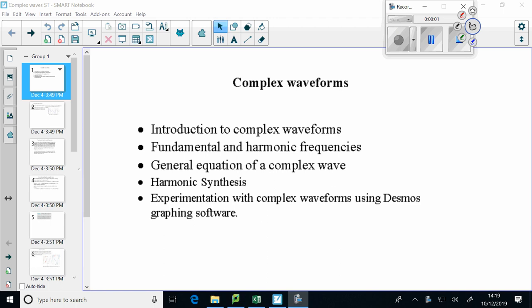Complex waveforms. So, continuing on with our look at AC theory, we're going to do an introduction to what complex waveforms are, fundamental and harmonic frequencies, and look at the general equation of a complex wave. We'll look at harmonic synthesis in a bit more detail. This is a way of constructing particular wave shapes, and then I'm going to give you a chance to experiment with complex waveforms using the Desmos graph and software.